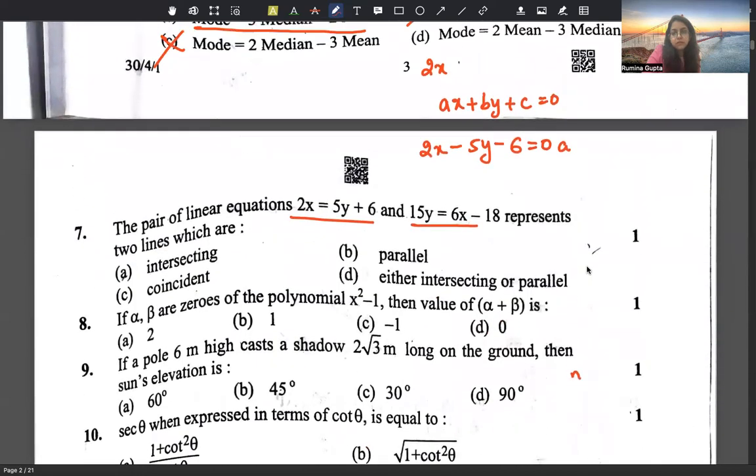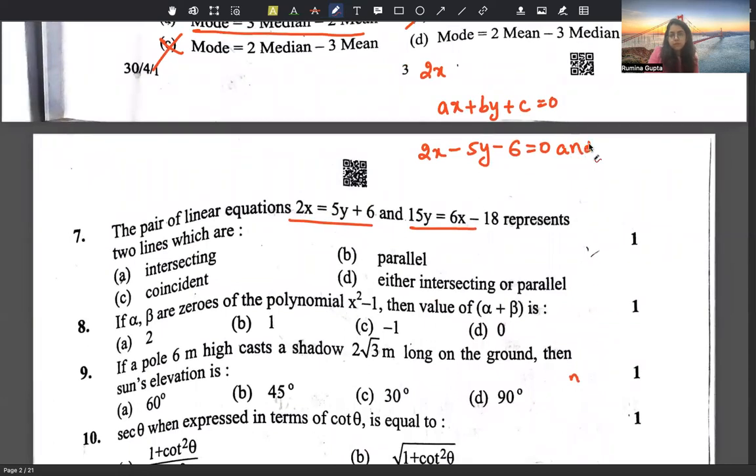There is some problem in my PDF, so please adjust with that. And let's convert this one also into general form. So 6x minus 15y minus 18 is equal to 0. Now you know the formula, that is a1 upon a2, b1 upon b2, c1 upon c2, and we just have to make a relationship between these three. So a1 is 2 and a2 is 6, so 2 upon 6. In a similar manner, minus 5 upon minus 15 and minus 6 upon minus 18.